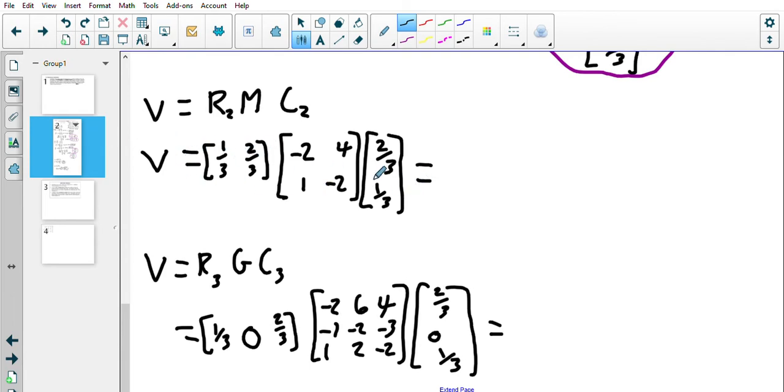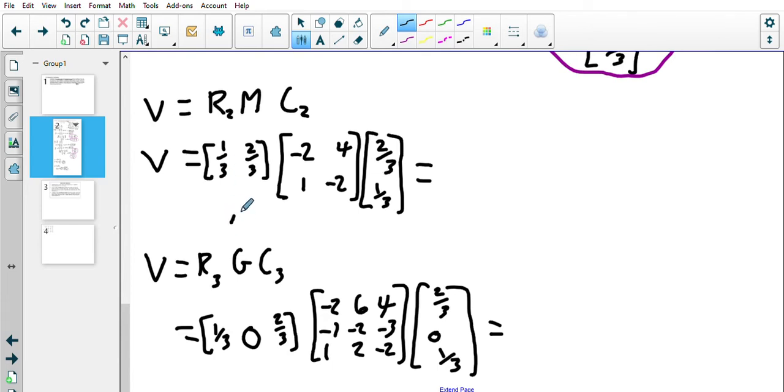So let's just verify that in our calculator. So I'll go to my calculator. I'll go to matrix. For matrix A, I'll put in our 1x2 row matrix. So that's 1/3, 2/3. Then for matrix B, I'll put in our 2x2 reduced game matrix: -2, 4, 1, -2. And then for matrix C, I'll put in our 2 rows by 1 column matrix, 2/3, 1/3.